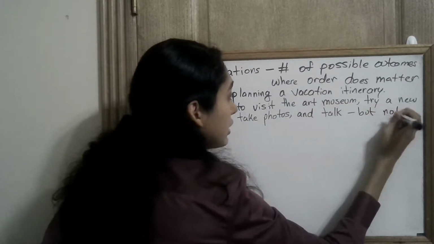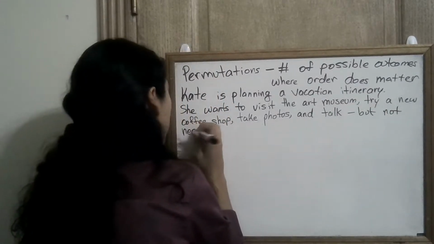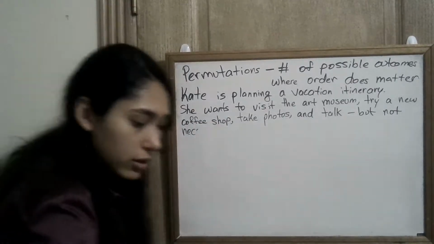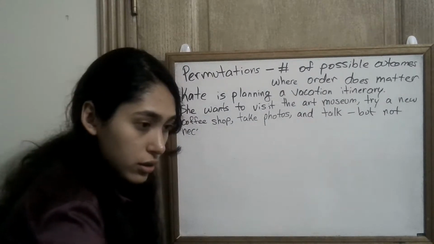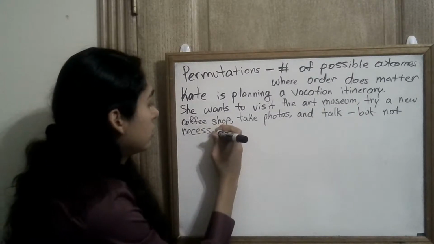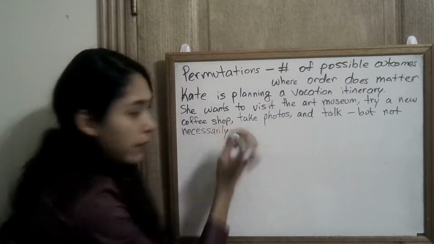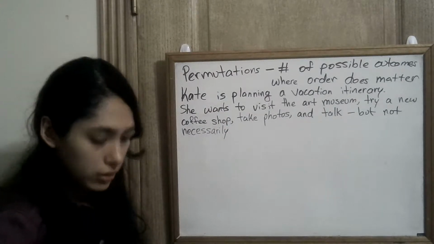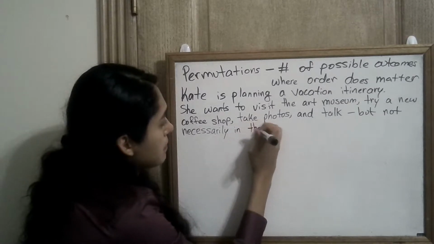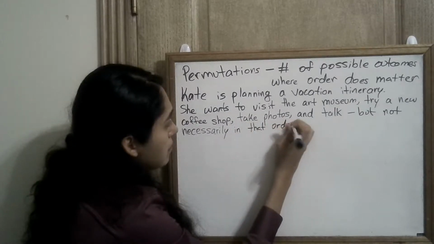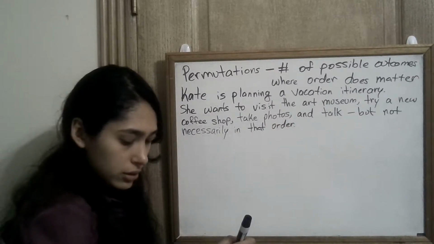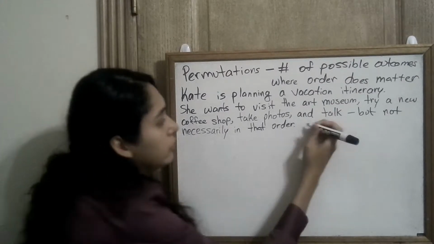But not necessarily. Just want to double check I'm spelling the word necessarily correctly. Oh yes, it is one C and two S's. Necessarily. In that order. How many possible sequences are there?